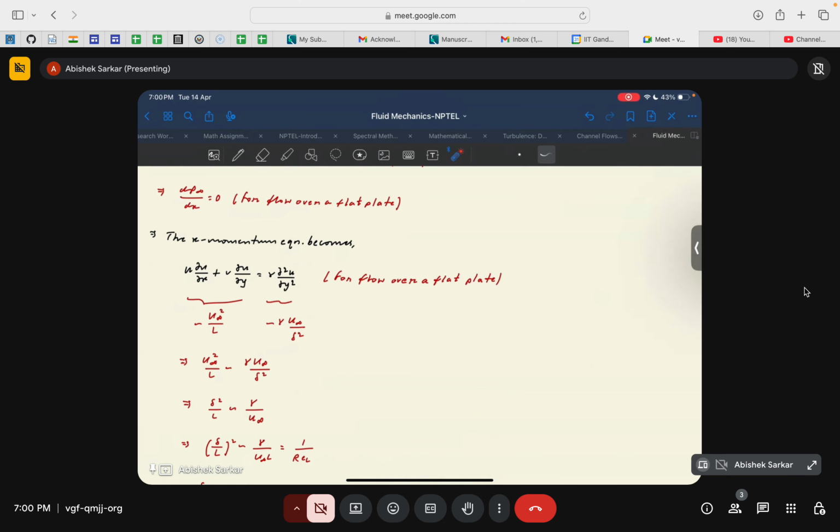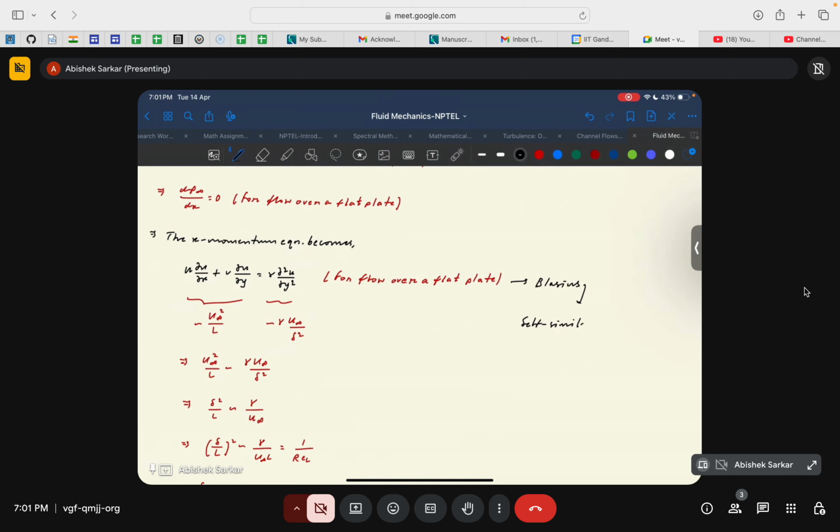Okay. So in this form, of course it has been simplified a lot, but still it's very difficult to solve this equation in its raw form. That's where the self-similarity analysis comes into the picture. So that's where Blasius comes into the picture. So Blasius and the self-similarity solution.